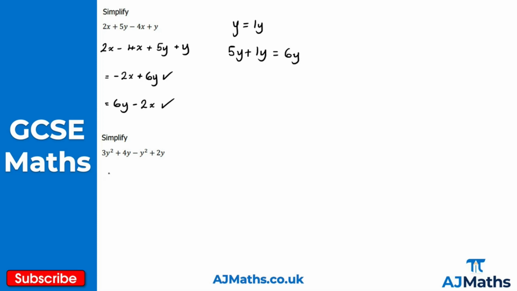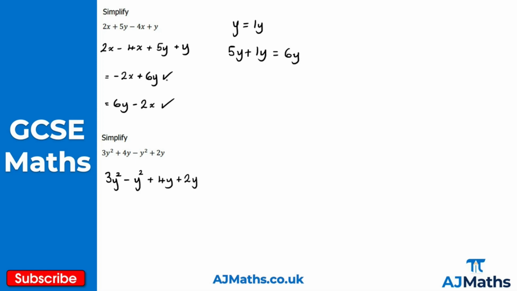So let's just put those together to start with. So 3y squared minus y squared. We've then also got 4y plus 2y. So 4y plus 2y.